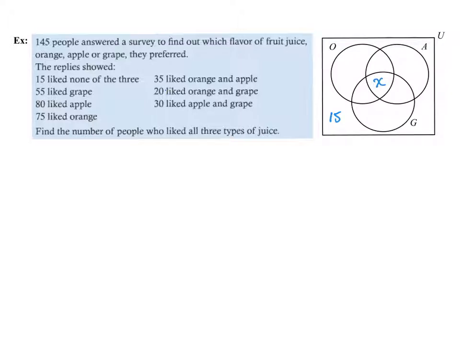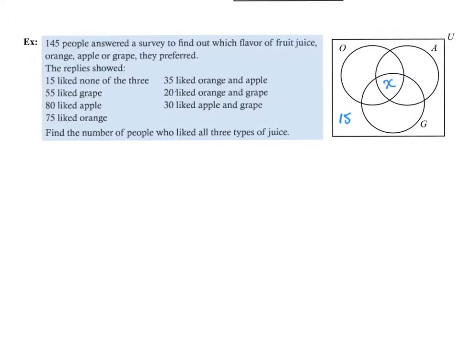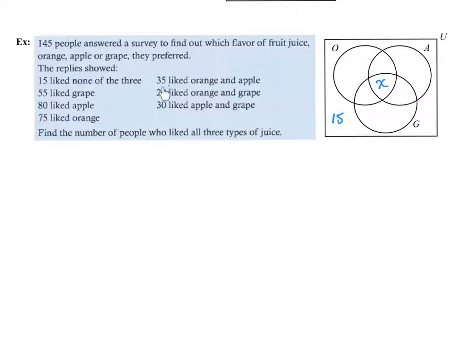Okay, so now let's start labeling here. And I'm going to start with these intersections, okay? The 35 people that liked orange juice and apple juice. So here's our people that like orange juice. Here's our people that like apple juice, okay? So the ones that like both might also like a third. So, like the grape juice. So to write an expression for this region, we're going to have to take the total that liked orange and apple and subtract these people that like all 3. So we're going to write an expression 35 minus X right here, okay?